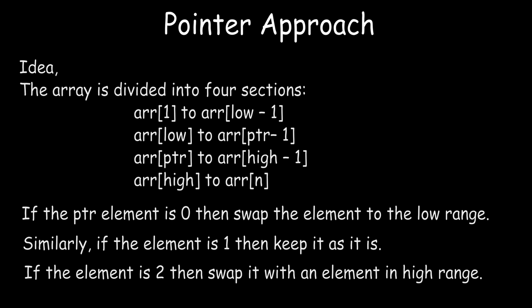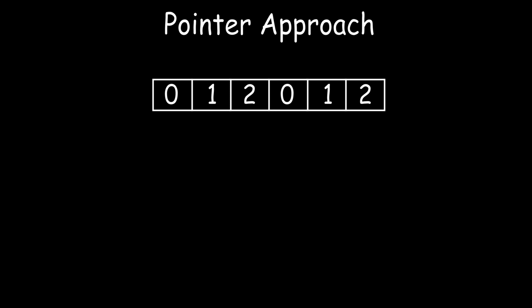Let's put this idea into an example. We have an array of elements 0, 1, 2, 0, 1, 2. The low and PTR are set to 0, the start of the array, and high is set to 5, the end of the array. According to the idea, if ARR of pointer is equal to 0, we swap the pointer element with the low range element. Then increment low and pointer by 1. The array remains the same because both low and pointer were at the same spot.